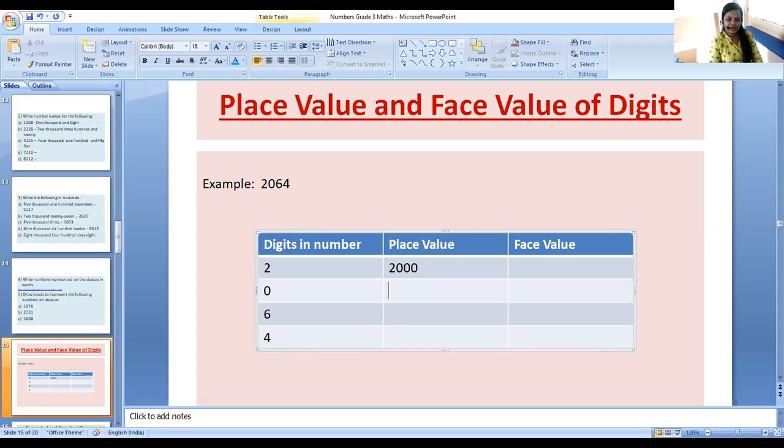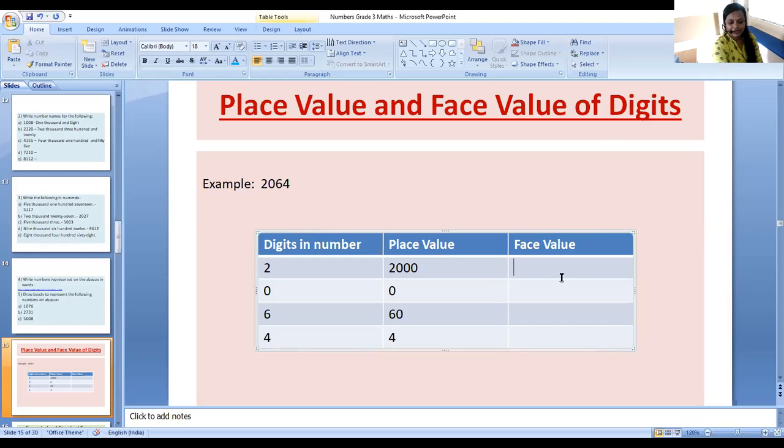How about 0? 0 multiplied by 100 in the place value is 0. 6 is in the tens place, so it comes as 60. 4 is in the units place, so this would be 4.